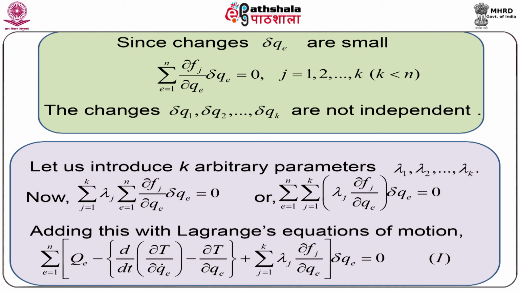K must be less than n. N is the degree of freedom of the system. K is the number of bilateral constraints imposed on the dynamical system. Now, the changes delta q1, delta q2 up to delta qk are not independent. Please note that. Since the constraint relations are connected by these changes and we are considering k number of bilateral constraints, one cannot vary these changes arbitrarily.